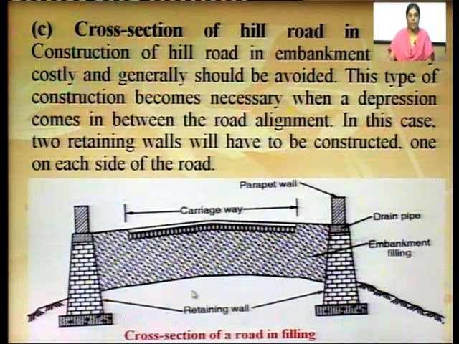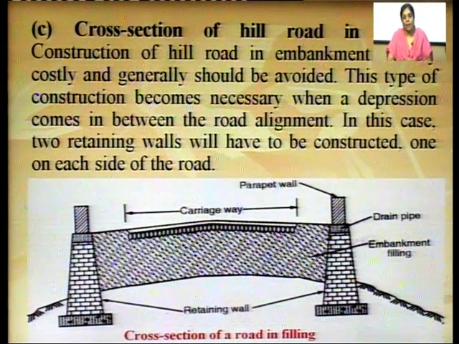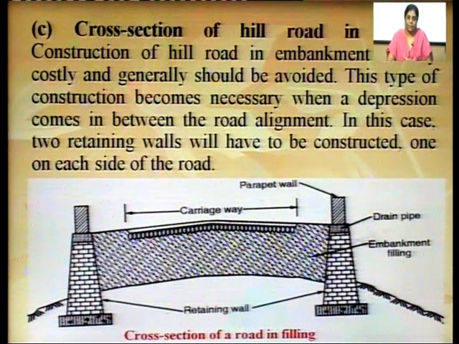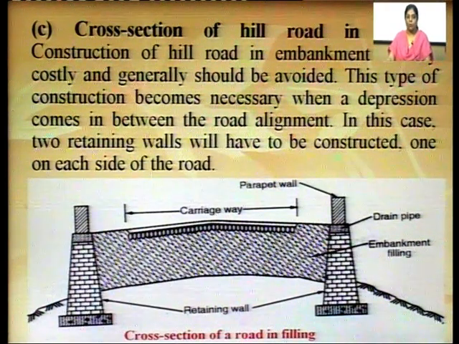So, cross section of hill road in filling, construction of hill road in embankment. When you construct the road by filling, we also call it the road is in embankment. So, construction of hill road in embankment is very costly and generally should be avoided. This type of construction becomes necessary when a depression comes in between the road alignment. In this case, two retaining walls will have to be constructed, one on each side of the road. I have already shown you that these are two retaining walls.